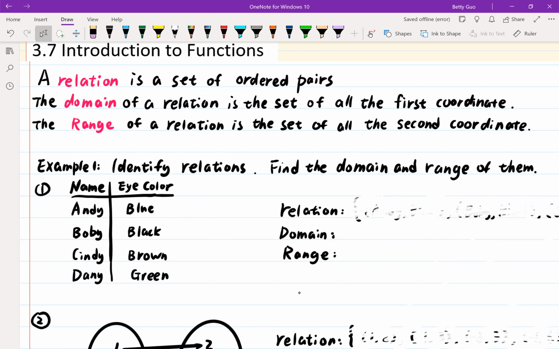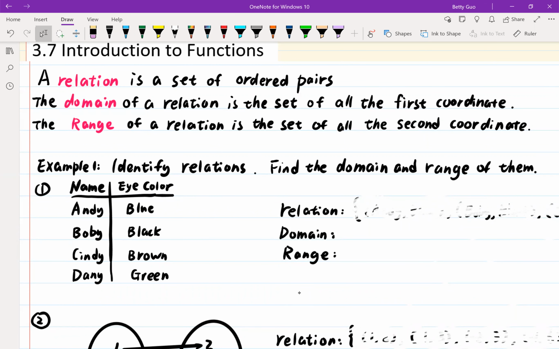I want you to look at the information in the table and determine whether it is a relation. Do you see a relation in the table? What is a relation? You just wrote down the definition. Anything which can be written as a set of ordered pairs is a relation. Very abstract.